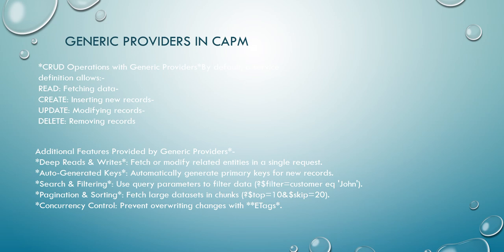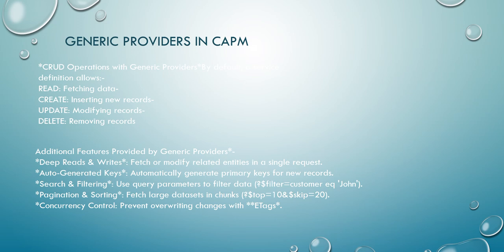Searching and filtering. CAP provides advanced full text search capability across the entity fields. Pagination prevents missing or duplicate rows by generating the skip token, or by using these commands. If you want to sort, you can also sort, even only on a particular field based on the data. Next one, concurrency control. The use of this concurrency control is that it will enable ETags to detect concurrent modification.